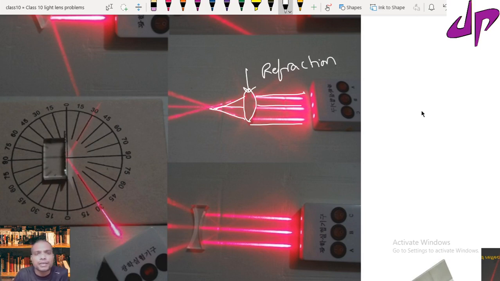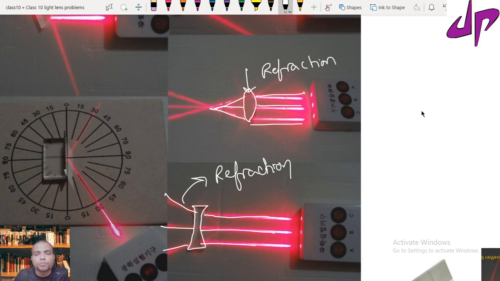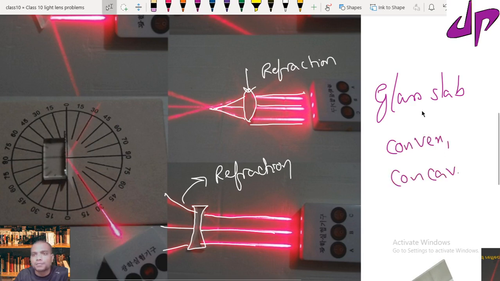Suppose here you take a concave lens. So this is a concave lens. If light is falling on the concave lens on one side, the light rays are refracted on the other side. So here also is the property of refraction. So we saw the refraction property in the glass slab and in convex and concave lenses.